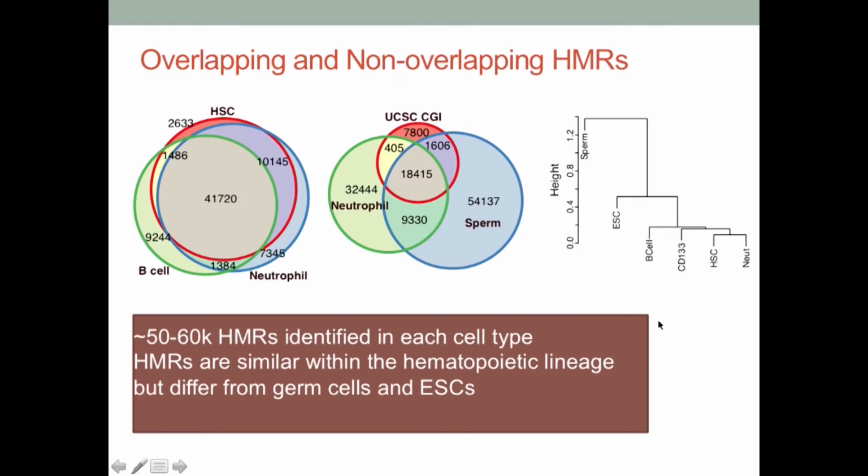And this is a clustering of the HMRs from the different cell types. You can see that the blood cell types cluster very closely together, and the other cell types, as you would expect, are farther outside.